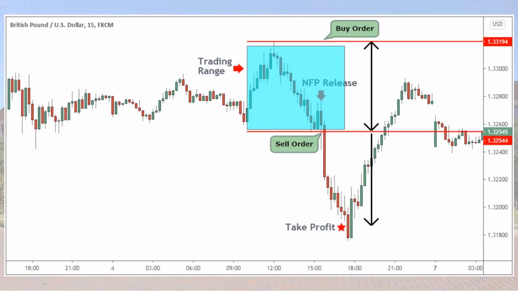Here's a 15-minute Pound US Dollar chart example. The blue represents the range that we've measured. As you can see, the sell order was triggered and a few hours later, the 1-to-1 take profit was hit.